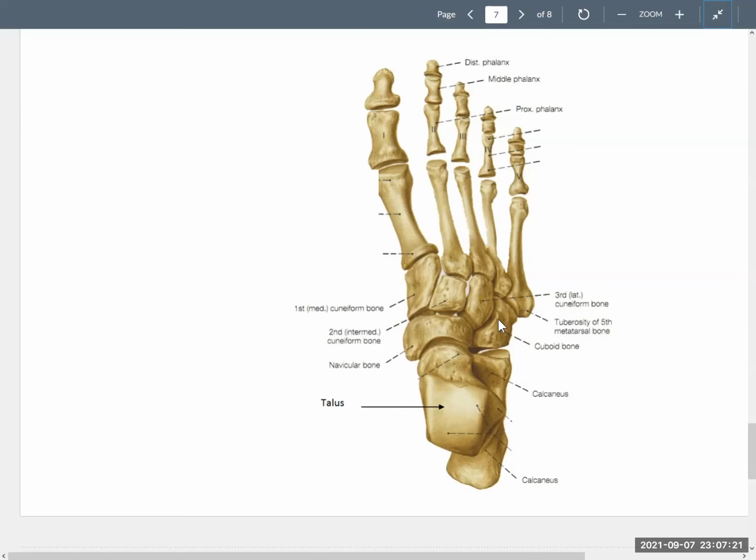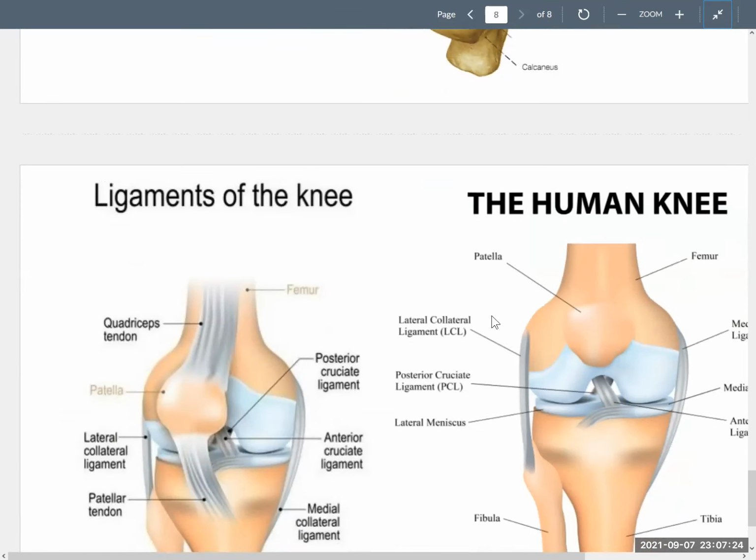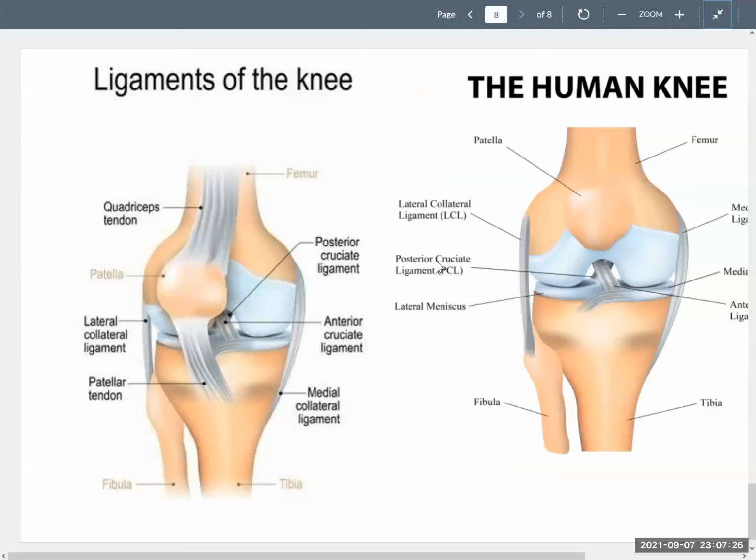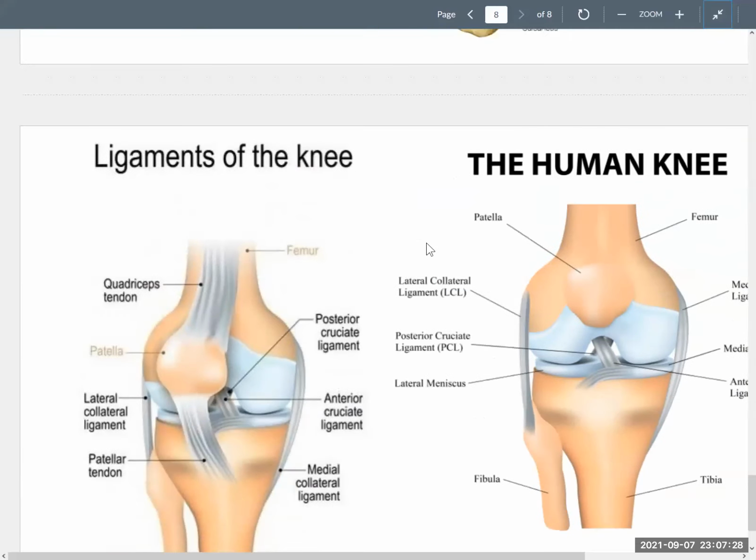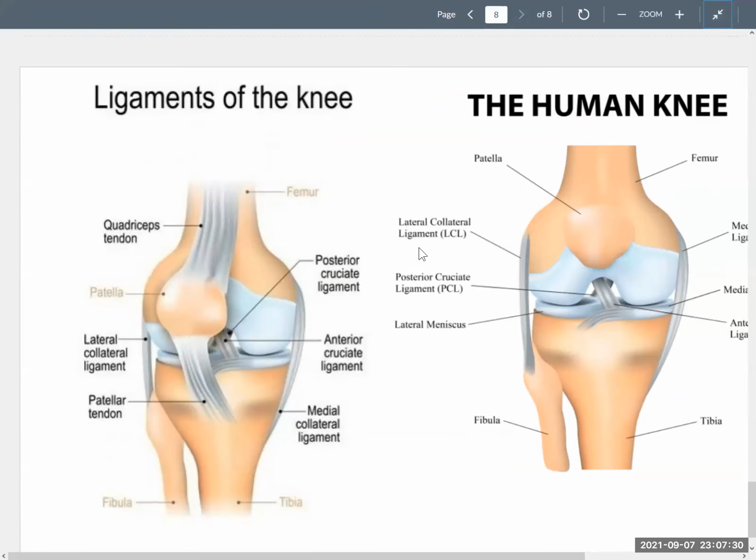Thank you. Okay, I do have the ligaments of the knee. They're right in front of us. It'll save us actually more time than it takes on Thursday. So let's look at the knee.